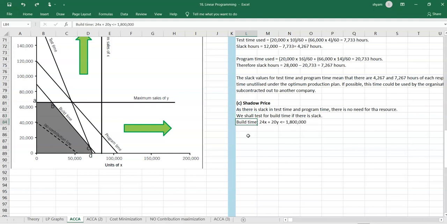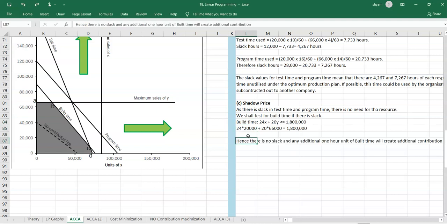So this is the equation. We'll substitute into the equation and see. When we solve it, this number comes to 1.8 million minutes. That means there is no slack at all. You can find this out either in hours or minutes, that doesn't matter. However you find it out, there is no surplus at all. It is fully used.